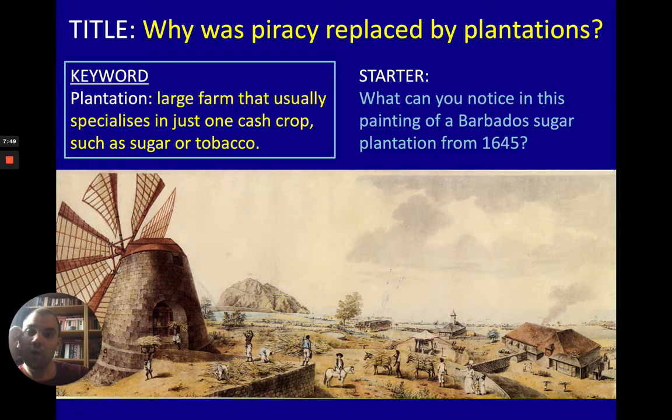Okay. All right, going back to this image then. Now, a couple of things you might notice about this. This is a sugar plantation in Barbados in 1645. Barbados was actually England's first colony in the Caribbean.